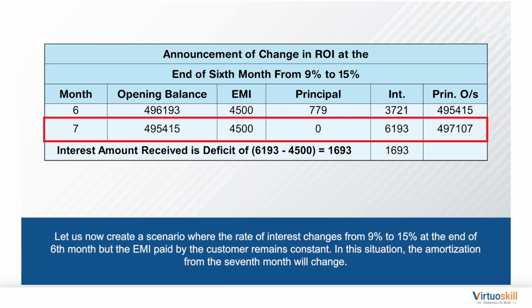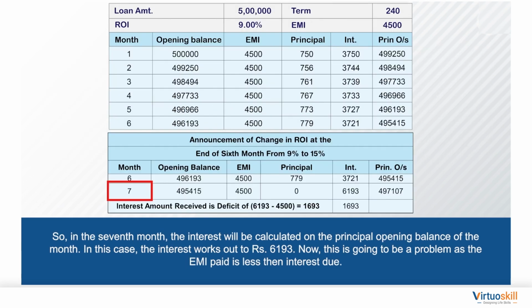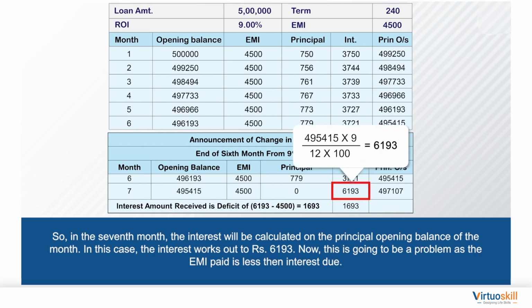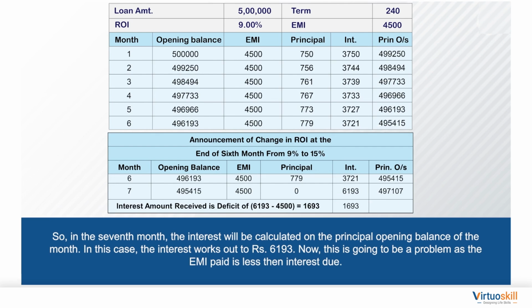Let us look at it. So, in the seventh month, the interest will be calculated on the principal opening balance of the month. In this case, the interest works out to Rs 6,193. Now, this is going to be a problem as the EMI paid is less than interest due.